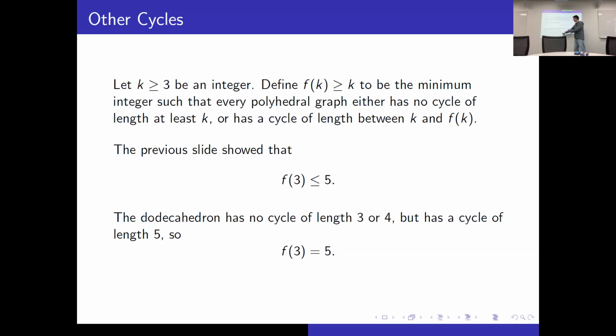And actually f(3) is equal to 5 because we have the dodecahedron, which has no cycle of length 3 or 4, but it has a cycle of length 5. So it is tight. We want to find some interval for every given k. For example, if k is 3, then 3 to 5 is an interval that ensures you must have some cycle of this length in your polyhedral graph, given that your polyhedral graph has some cycle of length at least k. If it has none, then of course this interval becomes void.